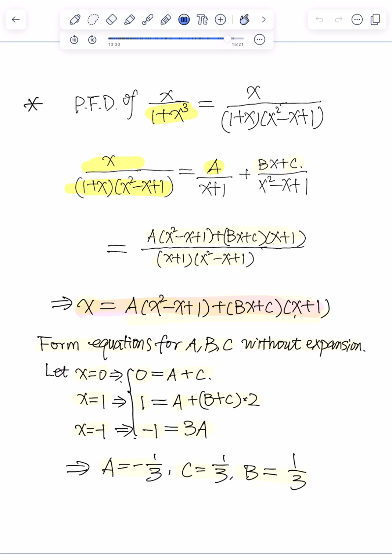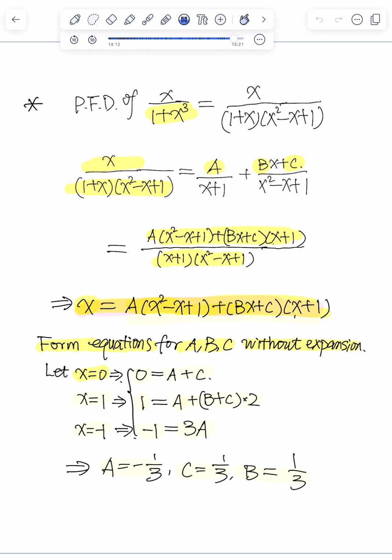You set up 3 parameters. Then you can sum what's on the right-hand side. You will get this numerator and this denominator. Next, you compare the numerator from the left and from the right. You will get this equation. This is the equation. Now we can form the equations for a, b, and c without actually expanding those terms for the polynomial. Let's see how it works.